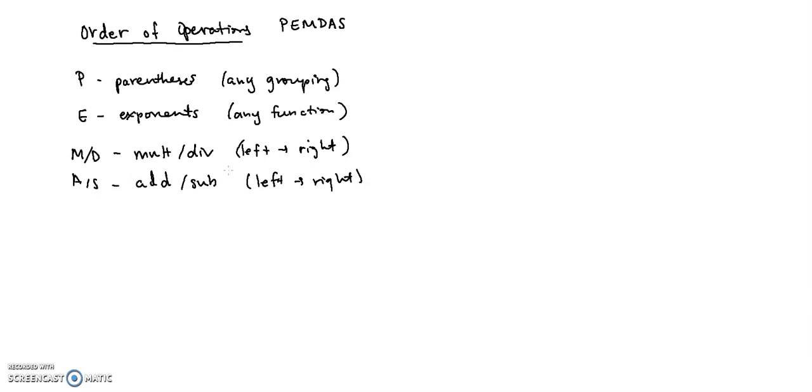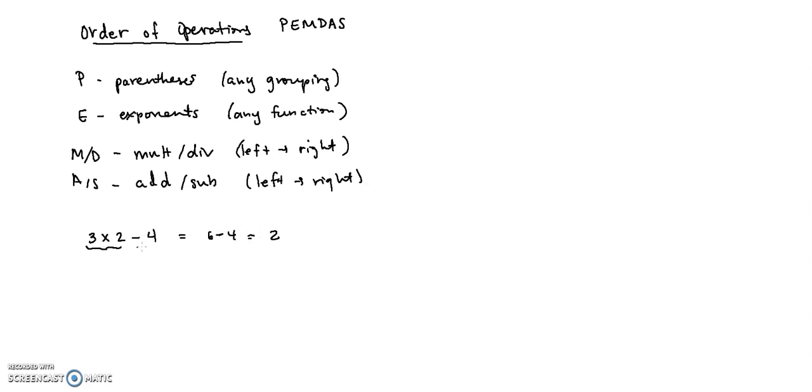Okay, so let's do a few and just talk about maybe some of the common mistakes here. So let's say that we have 3 times 2 minus 4, like this. You can't do this 2 minus 4 here. You've got to do the 3 times 2 first. So 6 minus 4 is 2.